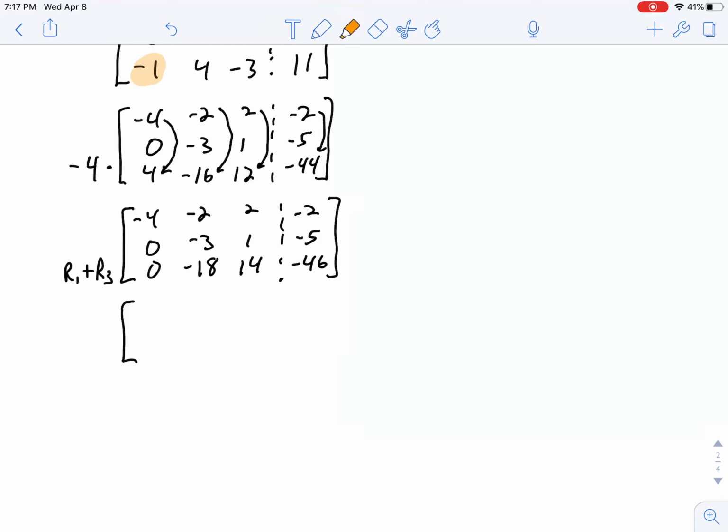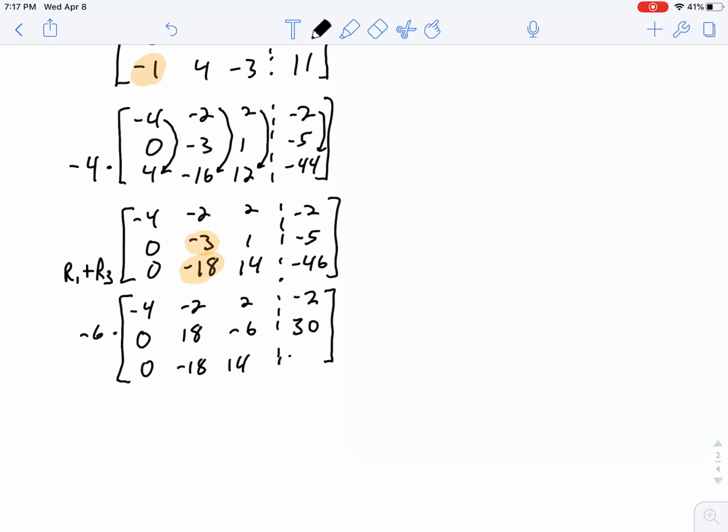What could I do with this negative 3 to combine it with that negative 18? Well, the answer is I want to multiply the middle row by negative 6. I'm not going to mess with the top row. Middle row times negative 6, hold on. It's 0, 18. Negative 6 times 1 is negative 6. Negative 6 times negative 5 is positive 30. 0, negative 18, 14, negative 46.